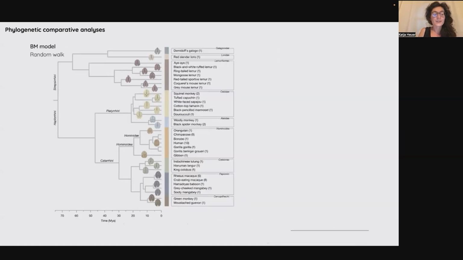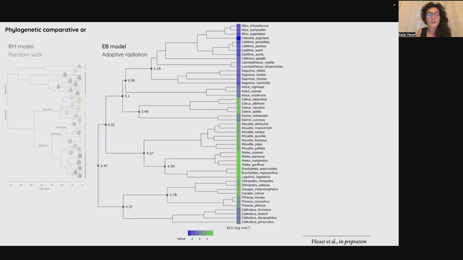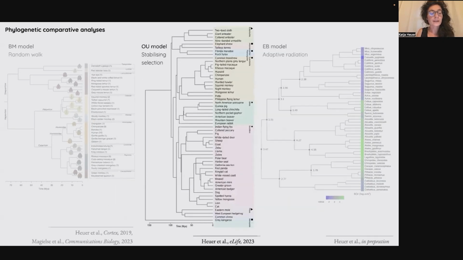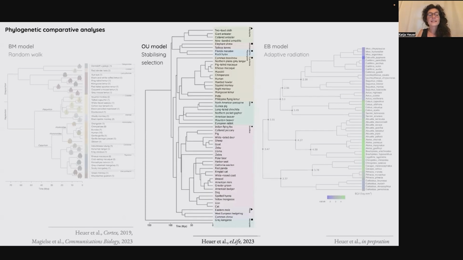But then zooming into the New World monkey branch, the early burst model provided the best fit, indicating a rapid diversification of brain shapes during the initial stages of the New World monkey brain evolution. And then zooming out into mammalian brain evolution in our latest project, a stabilizing selection process was best describing our data. So likely indicating adaptations to specific ecological niches with strong stabilizing selection towards optimal brain sizes.